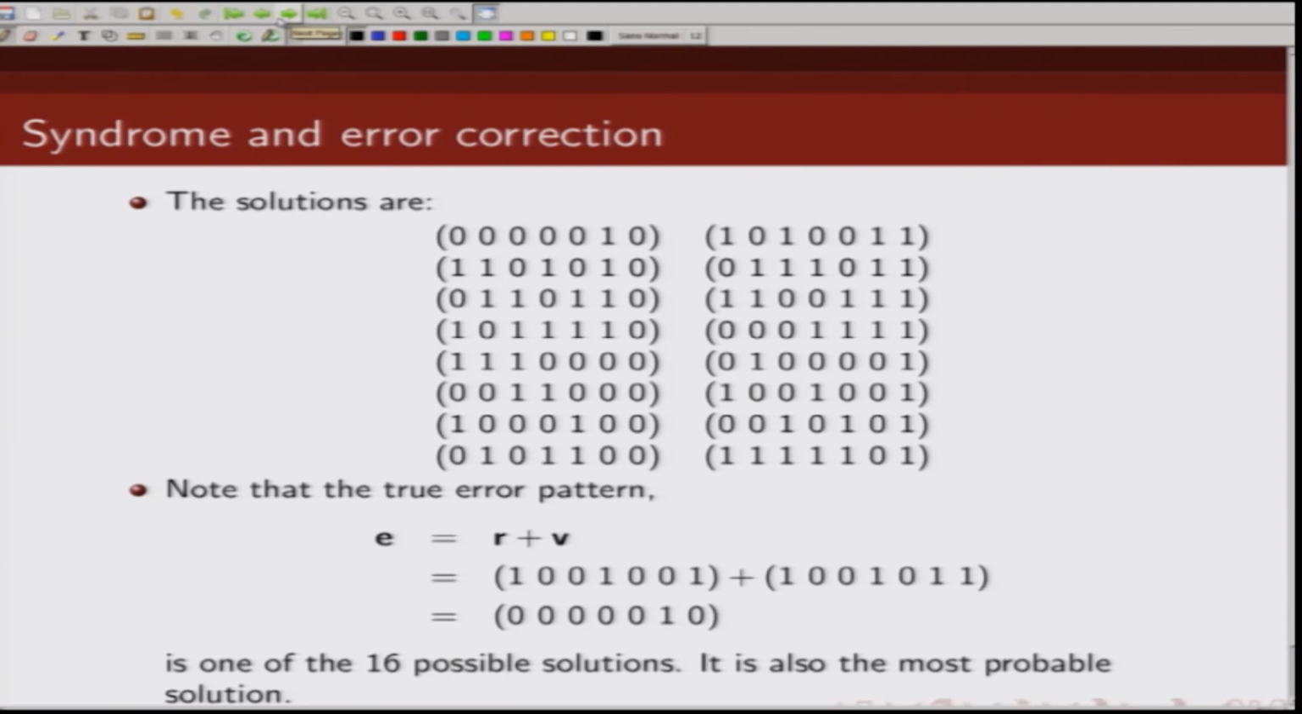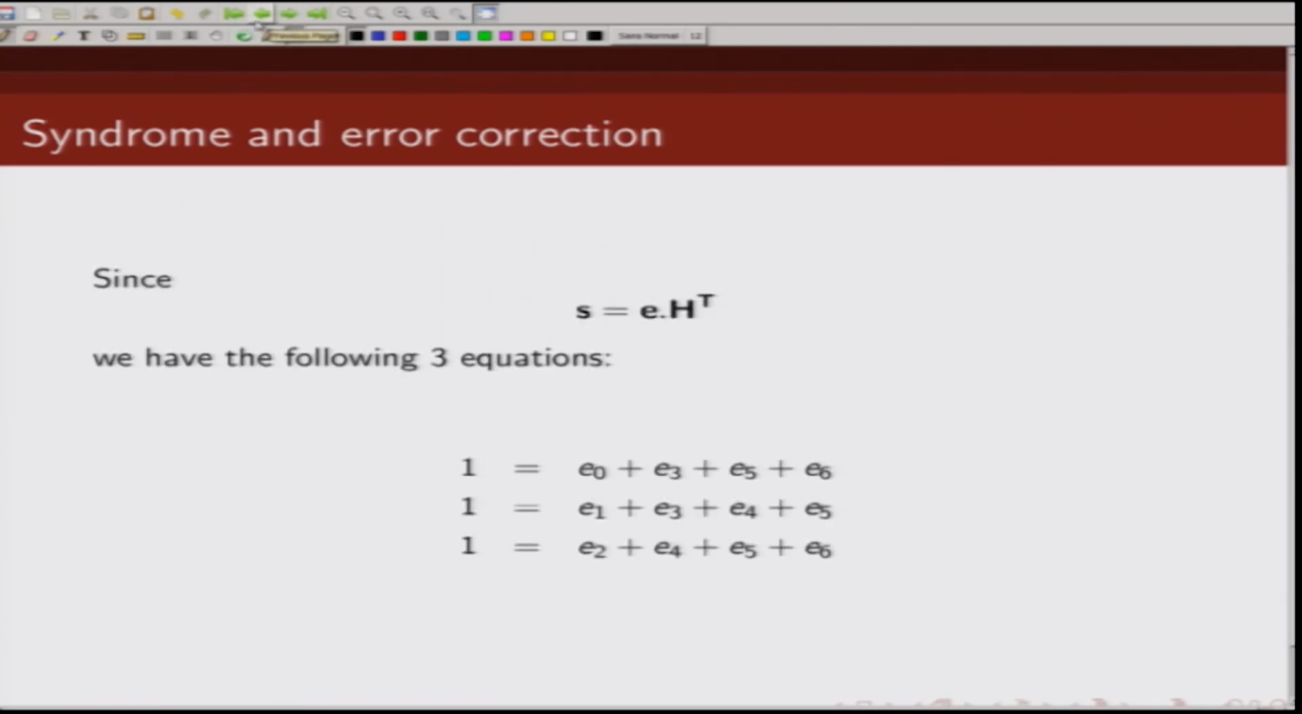So, to recap, when we want to do error correction, what do we need to do? We need to solve the syndrome equations. There are n minus k equations but n unknowns, so this will have 2^k solutions, and we will have to pick the most probable solution from this set of 2^k solutions.